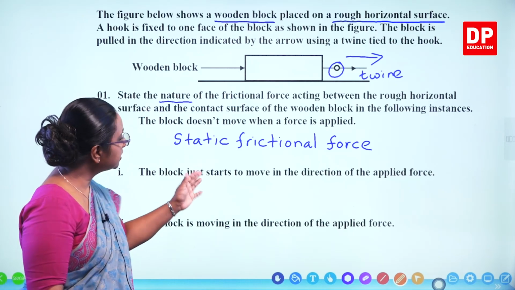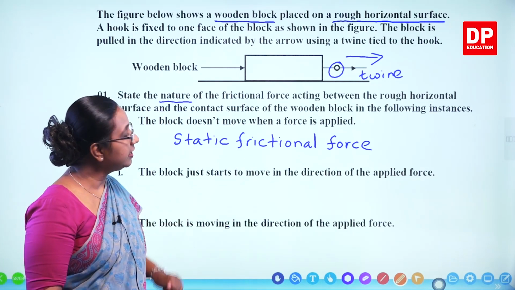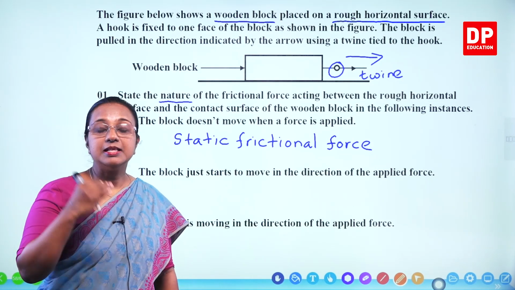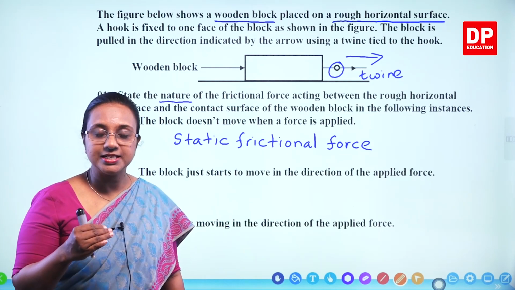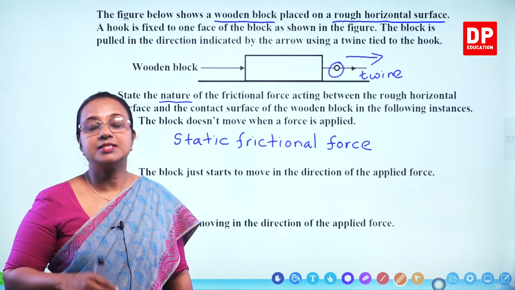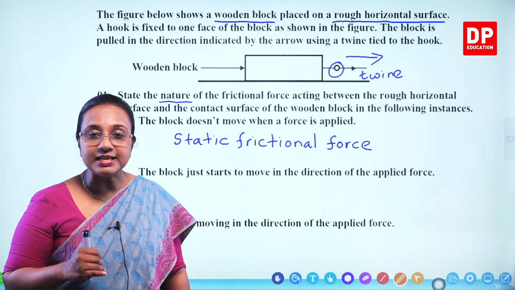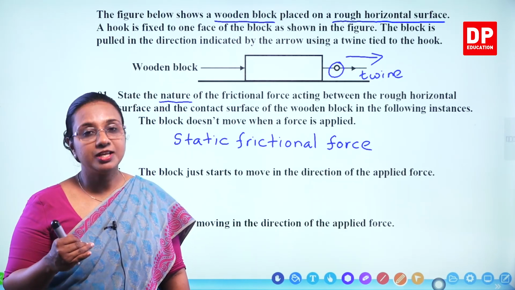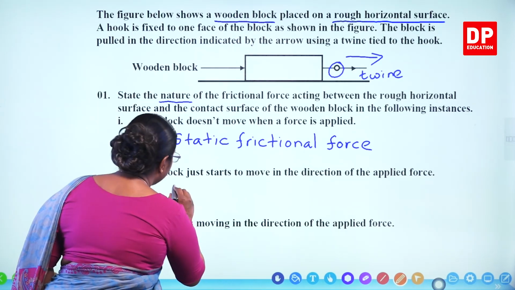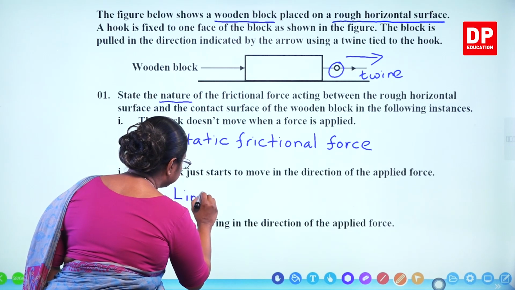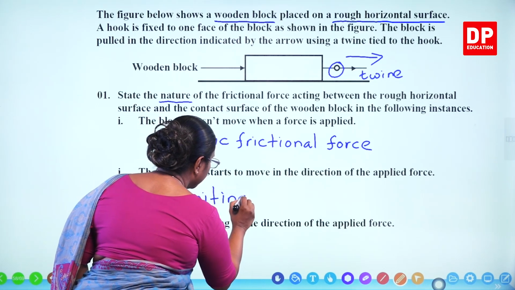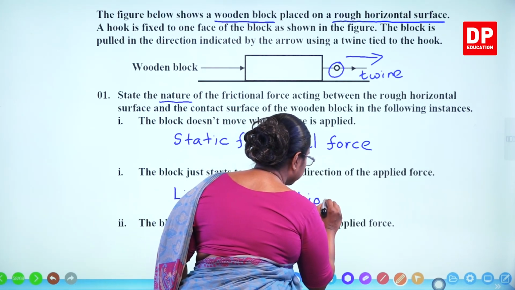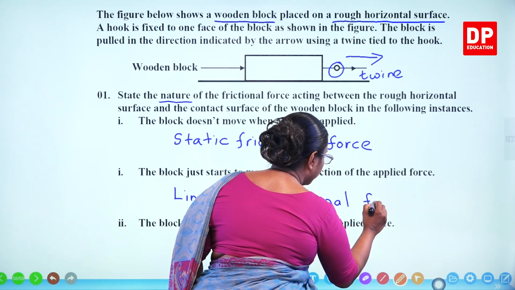The block just starts to move in the direction of the applied force. We say the maximum force is exerted when the block just starts to move. And that is the limiting frictional force.